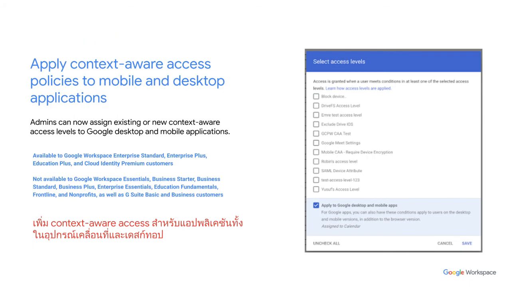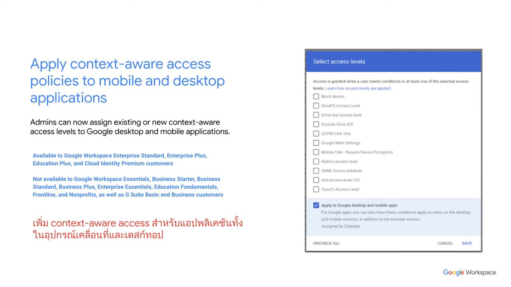The next one is about context-aware access for mobile devices. Context-aware access, or CAA, is a feature which allows you to create granular access policies based on contextual information like IP address, geolocation, and device signals.